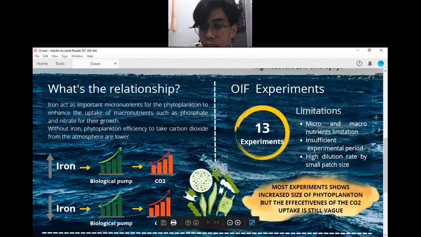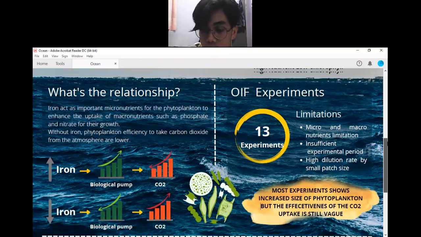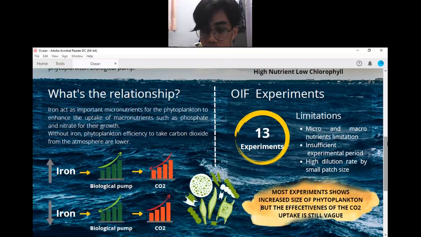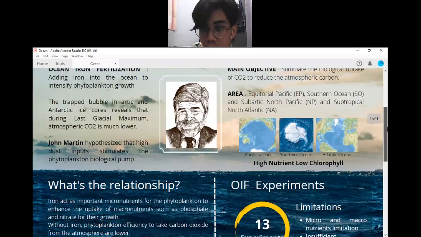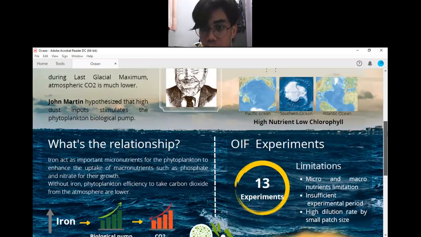increase. There are a total of 15 experiments conducted by the scientists. Two of the experiments are from the Equatorial Pacific, 7 from the Southern Ocean, 3 from the North Pacific, and 2 from the subtropical North Atlantic.